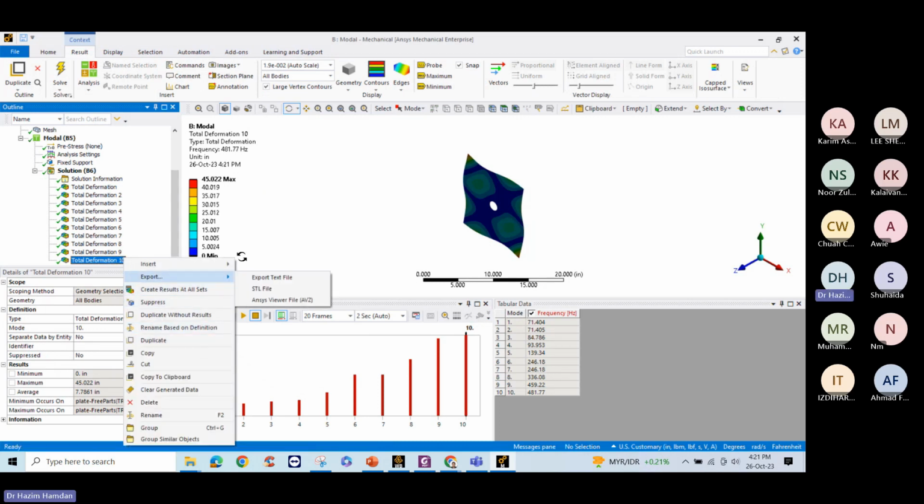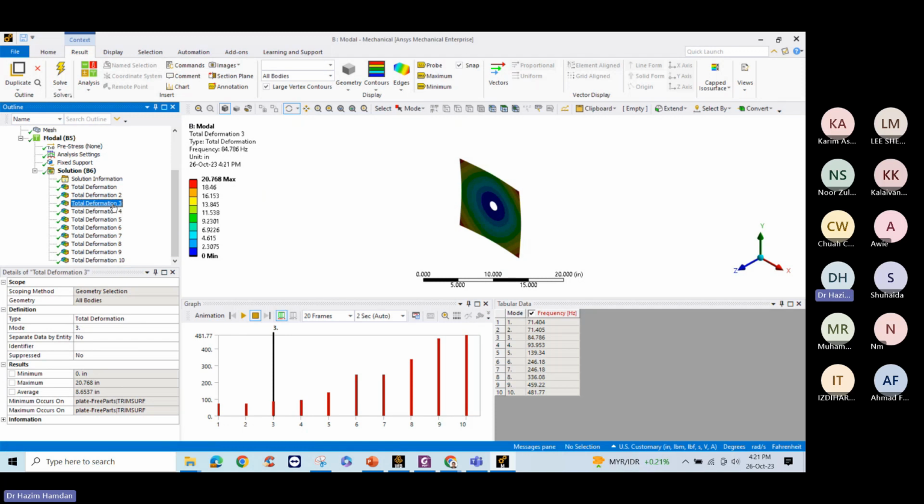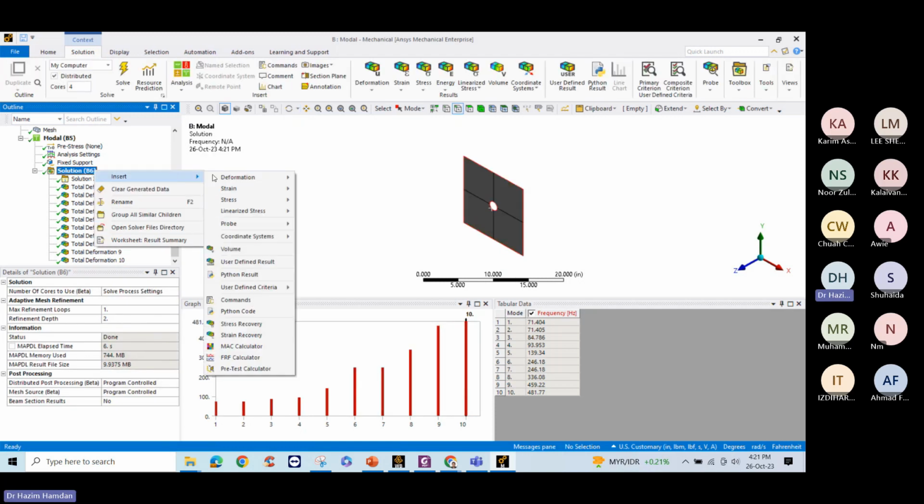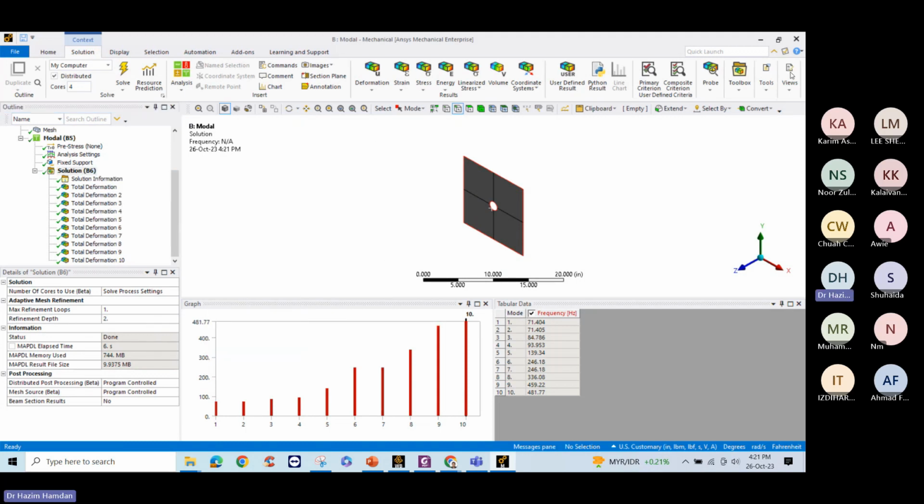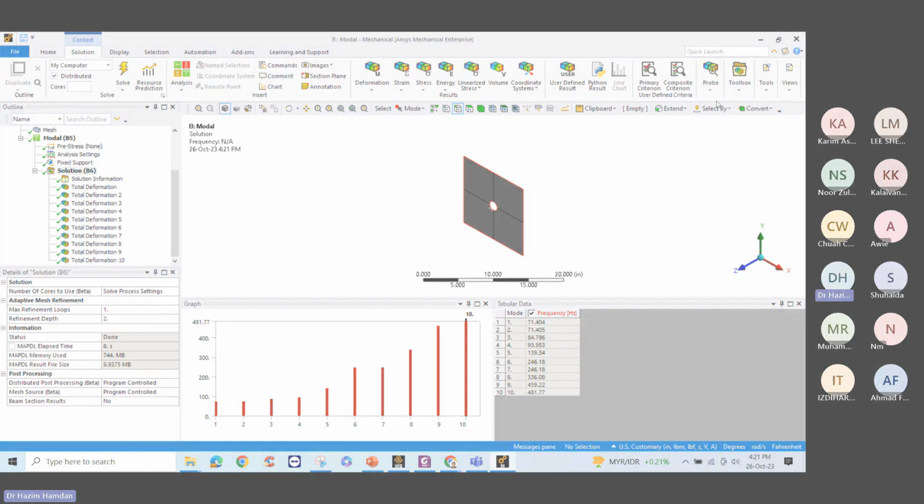Okay, so you can include other solution, insert other solution elsewhere to determine other result. Okay, so now let's go to other simulation.